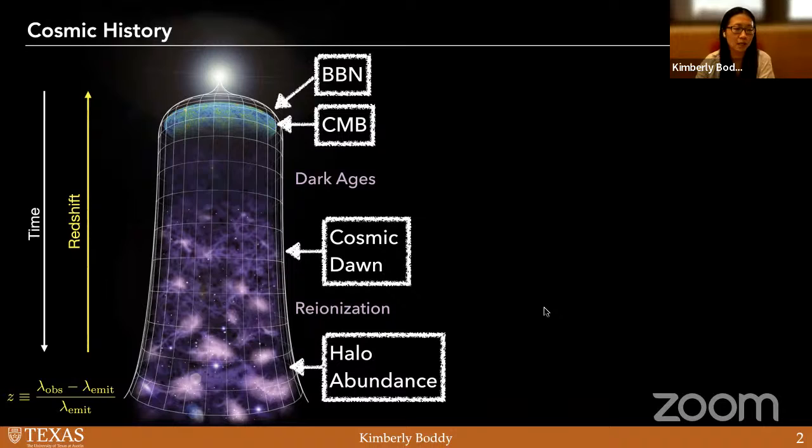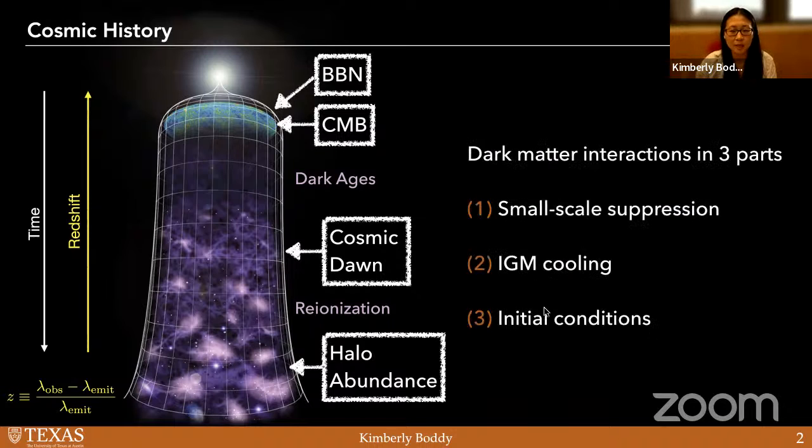And so this talk will focus on thinking about what happens when this matter component of the universe called dark matter has interactions. And so not just gravitational, we're wanting to let it interact specifically with particles in the standard model. And so for these interactions, I'll focus on three different parts to this talk. The first part is going to probably take the most time. It's dealing with this issue of small scale suppression. I'll talk a little bit about cooling of the intergalactic medium. And then finally, I'll discuss some newer work about thinking about the initial conditions for dark matter.